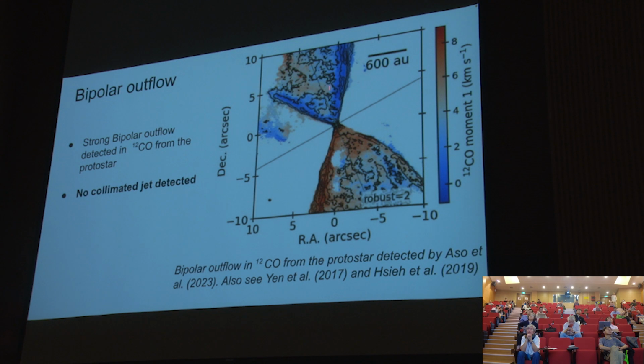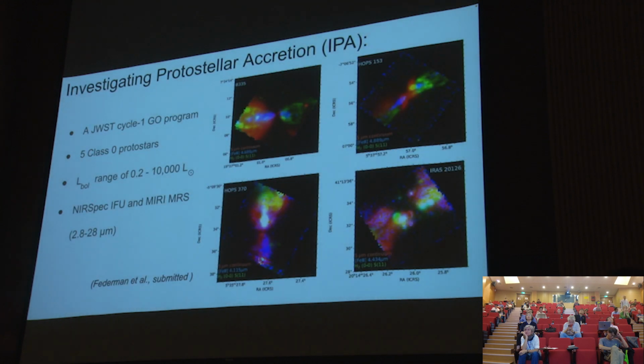So we see a large bipolar outflow, which here is about 10 arcseconds, but in Spitzer it goes up to about 2 arcminutes. So it's a large outflow, but there is no collimated jet detected from this particular protostar. This particular protostar was also observed as part of the Investigating Protostellar Accretion, or IPA, team.